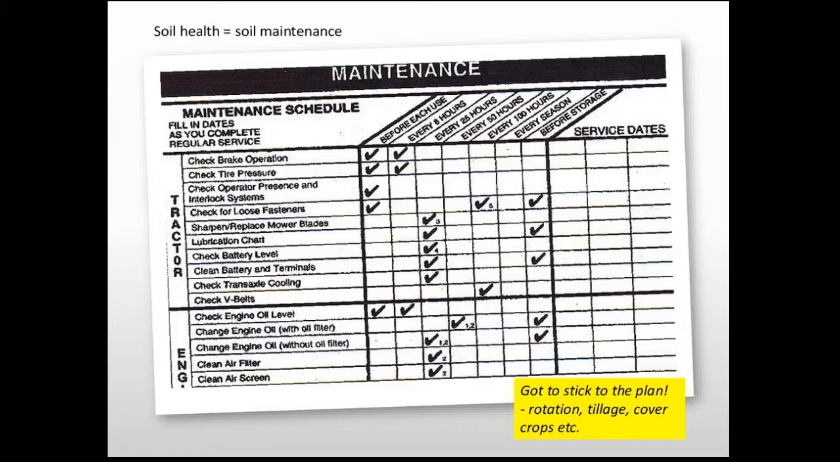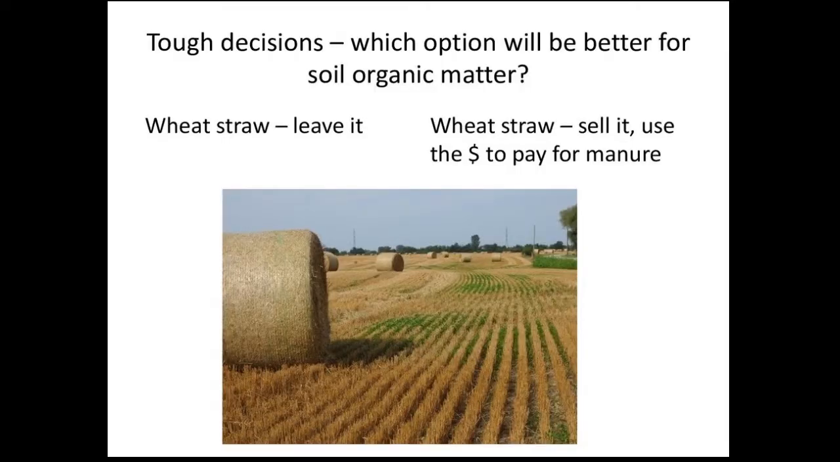So let's take a closer look at one of these decisions. We're going to go through a bit of a math exercise. This is a call that I got recently. It came up, a question from a grower. And actually in that case, it was rye straw. I've got an option to sell my wheat straw. Typically, I leave it. Which is going to be better for my soil organic matter? Do I leave it, or do I sell it and then use the money that I'm paid in order to buy some cattle manure? Because I have the option of doing that.